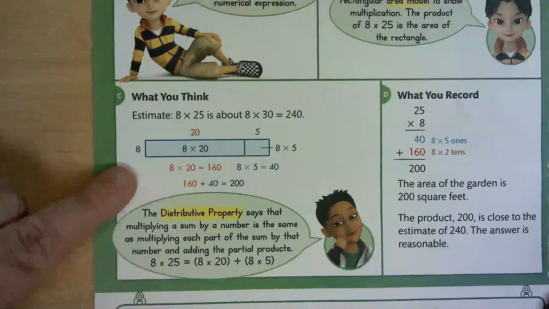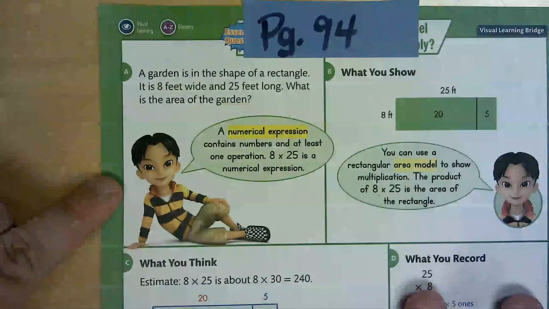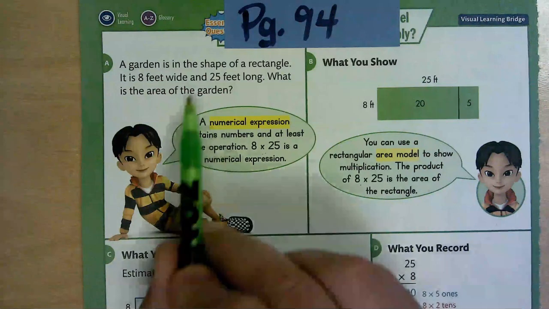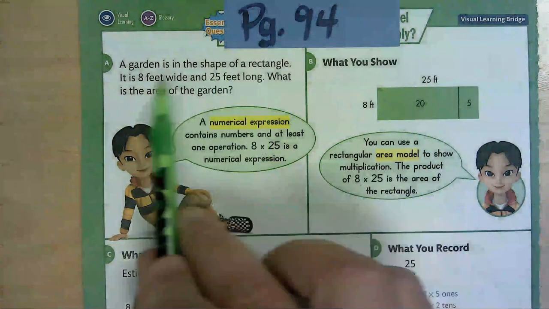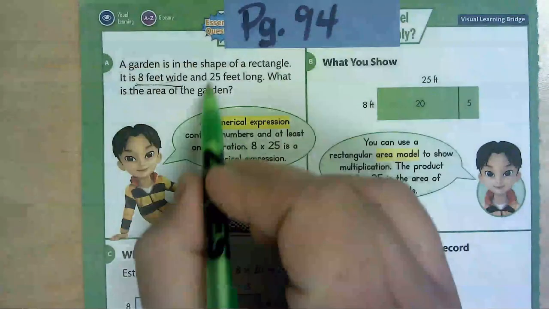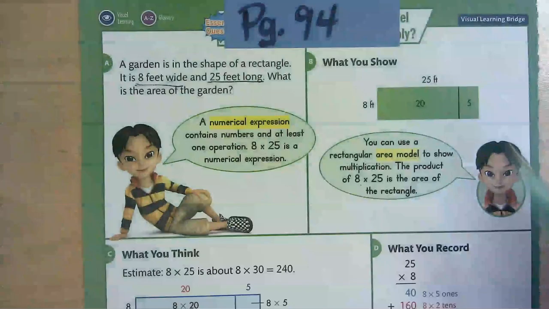Well, let's go ahead and go back up to box A and read this word problem. As I read it, I'm going to underline the important pieces of information. I'd love for you to do that with me. It says a garden is in the shape of a rectangle. It is 8 feet wide. So I'm going to underline 8 feet wide and 25 feet long. What is the area of the garden?